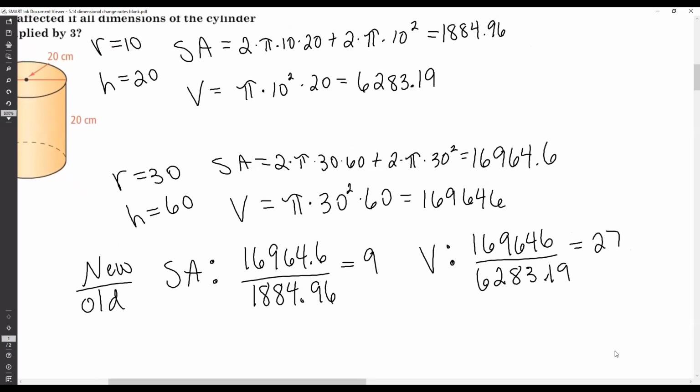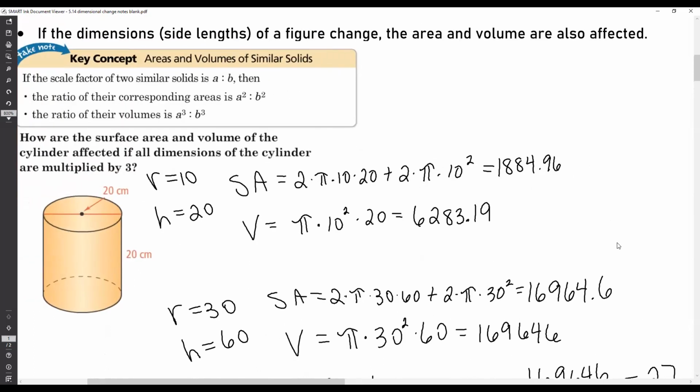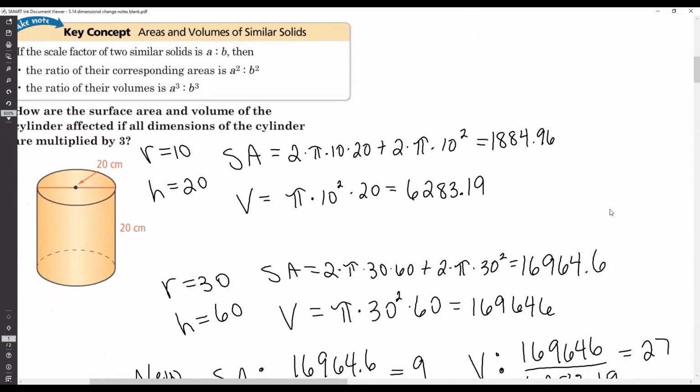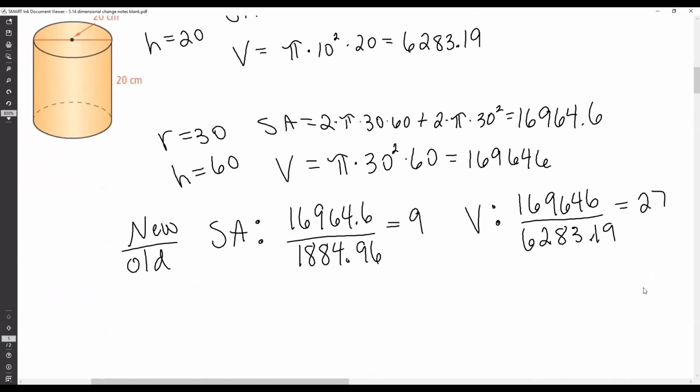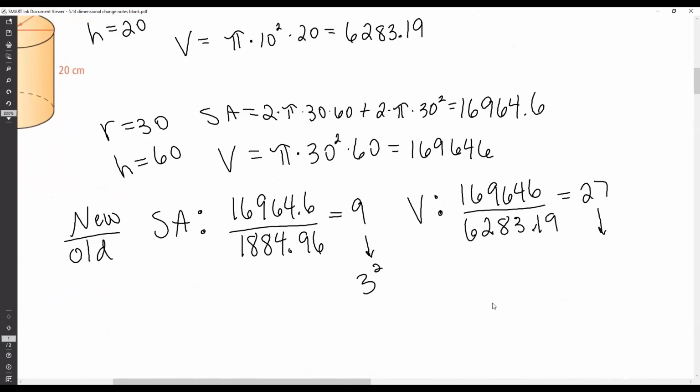What relation would that have to 3? Well, let's think about it. We said our surface area is going to change with the square of that scale factor, right? And then the volume is going to change with the cube of it. Well, we're scaling it up by 3 times, right? So think about that. 9, isn't that 3 squared? Yeah. What about volume? What would I do to 3 to get 27? Well, I'd have to do 3 cubed, because 3 cubed is 3 times 3 times 3. So you think about it.